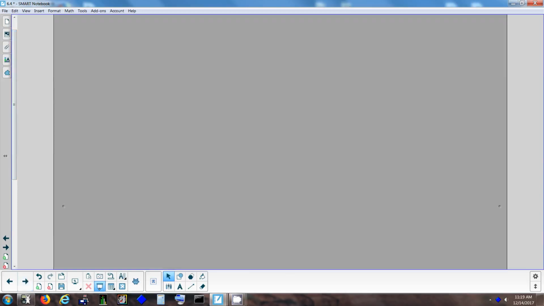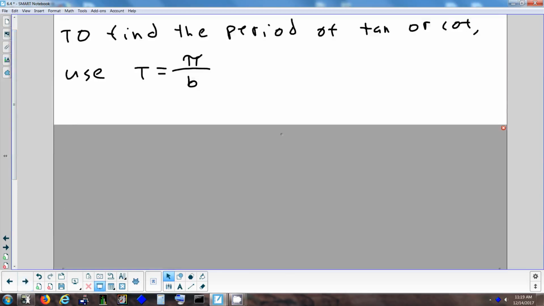So, if I ask you to find the period of a function, we've done that with sine and cosine. And the formula was 2 pi over b. Not with tangent and cotangent. Tangent and cotangent have a different formula: pi over b. Because their period is not 2 pi. It's pi. So to find the period of tangent and cotangent, use pi over b.